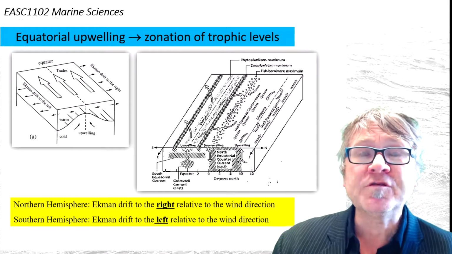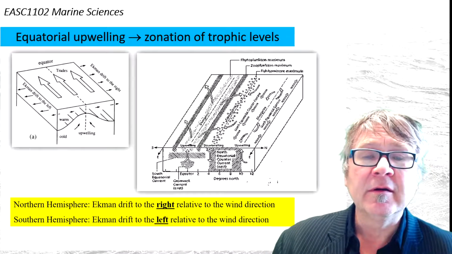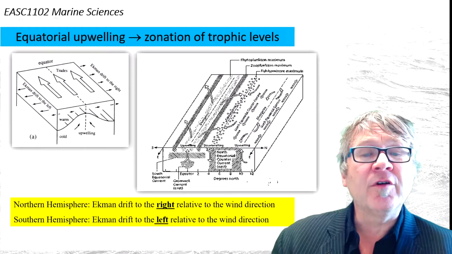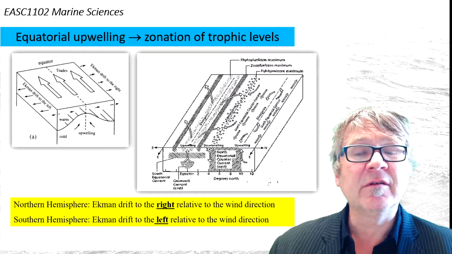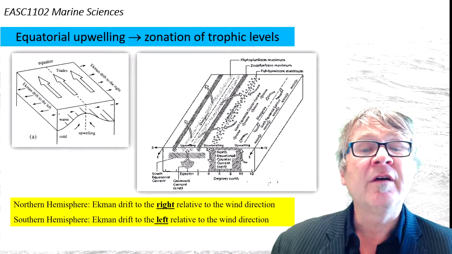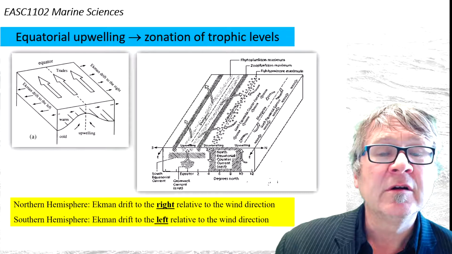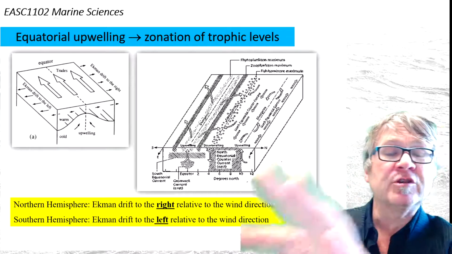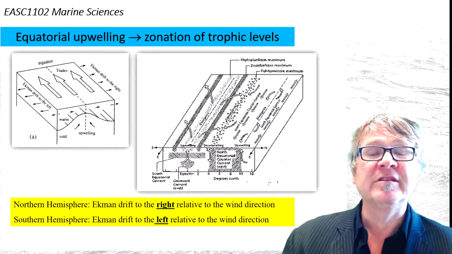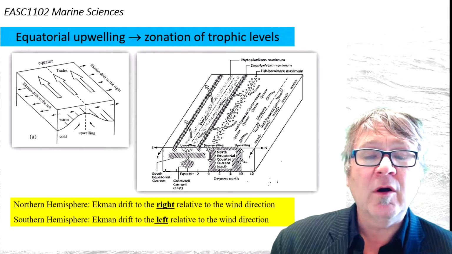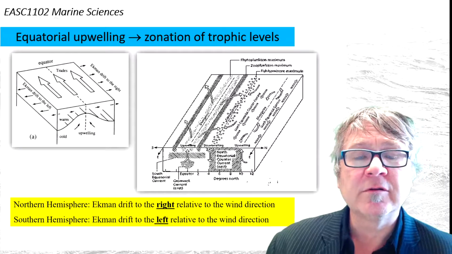Because you have the offshore movement of water away from the equator, you can observe the phytoplankton maximum at some distance from the equator, farther away the zooplankton maximum, and farther away the fish maximum. So this is shown here in this little sketch, and you actually have to move 4 degrees north or south of the equator to actually catch your fish.